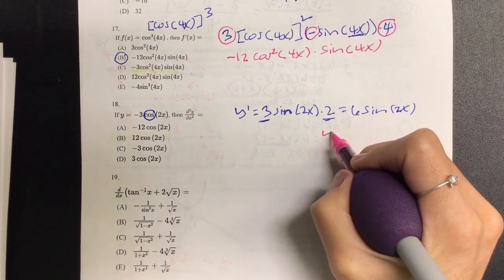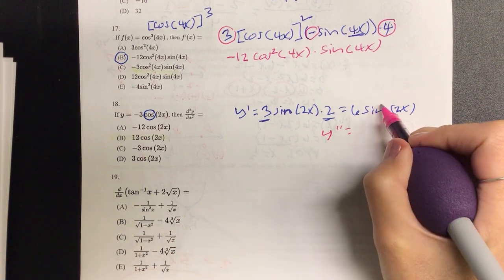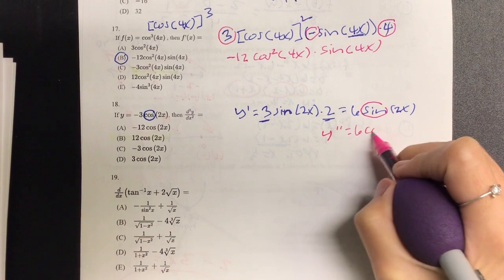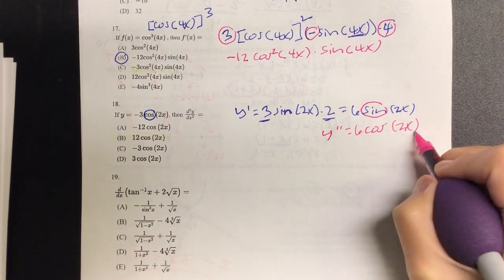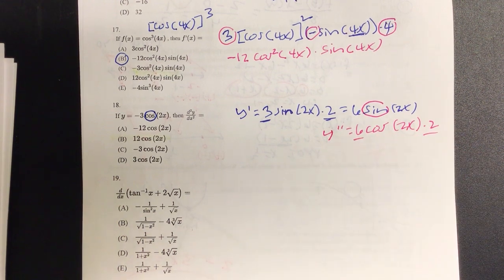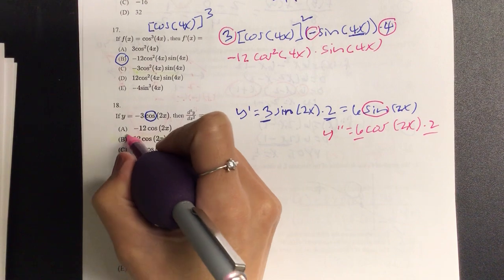Now let's find the second derivative of that. What is the derivative of sine? Cosine, so 6 cosine. You keep the inside and multiply by the derivative. When I multiply 6 and 2, it's going to give me 12. And the only one that has positive 12 is B.